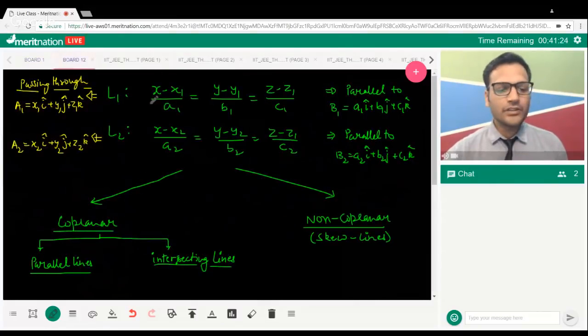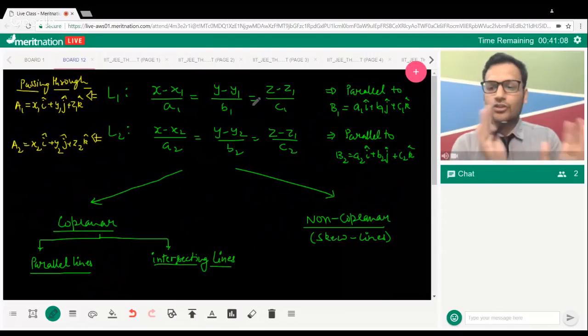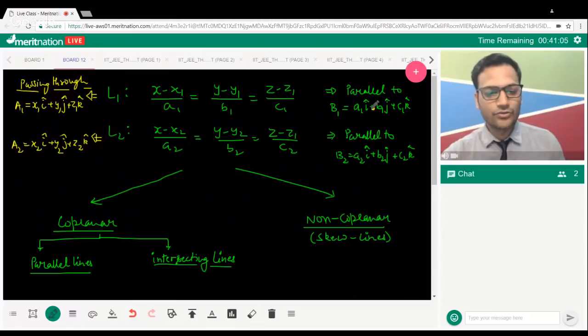If I talk about two lines, I've considered these two lines. Line L1 passes through the point x1, y1, z1, and L2 passes through the point x2, y2, z2. The first line is parallel to this vector B1, which I'm putting as A1 i cap, B1 j cap, C1 k cap. In order to write the corresponding vector equation, we can use these two vectors very easily. Similarly, the second line is parallel to this vector over here, which is a very simple thing.